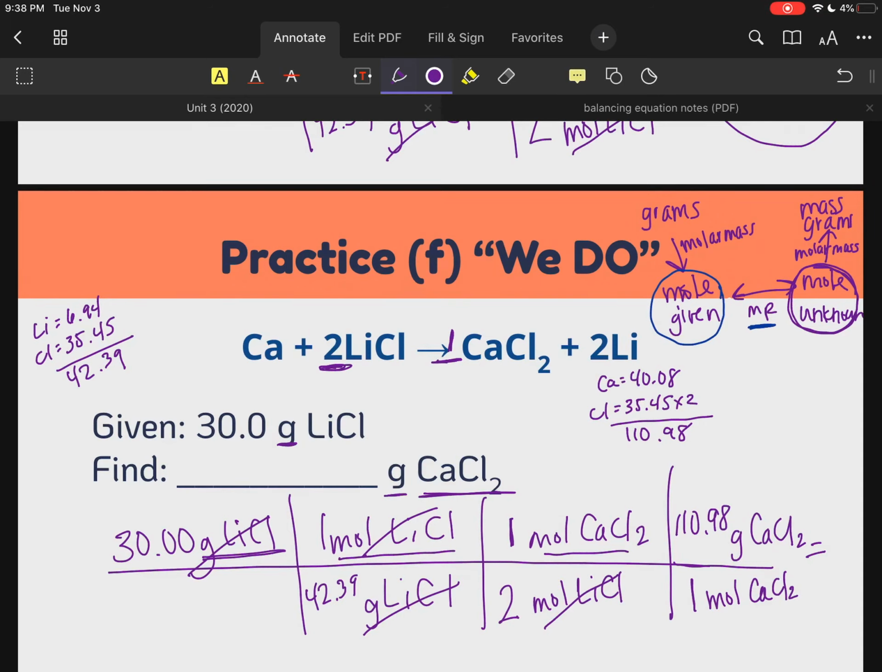So now I'm going to multiply across, divide by the bottom. And I end up with, let me do it one more time just to make sure, 30.00 times 110.98. Going to divide by 42.39, and I'm going to divide by 2. So I end up with 39.3 grams calcium chloride.